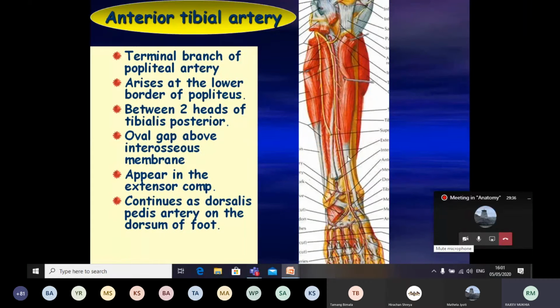Now, this anterior tibial artery will supply all the structures present here. It is present in the lower part of the leg between the medial malleolus and lateral malleolus, resting on the lower end of the tibia. After that, it will enter into the dorsum of the foot, where it continues as the dorsalis pedis artery. So the dorsalis pedis artery is the artery of the dorsum of the foot.